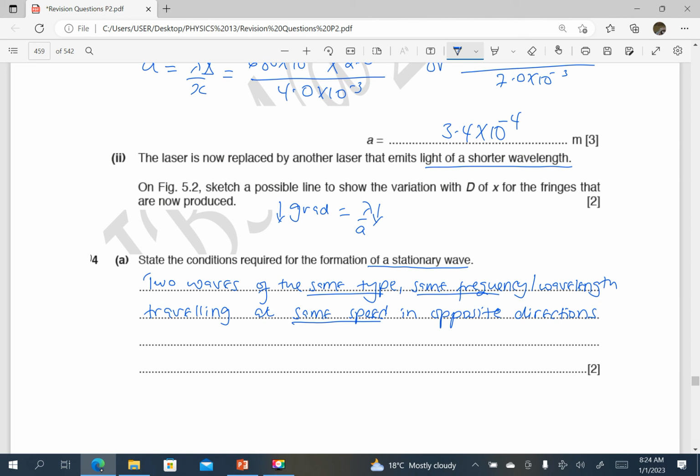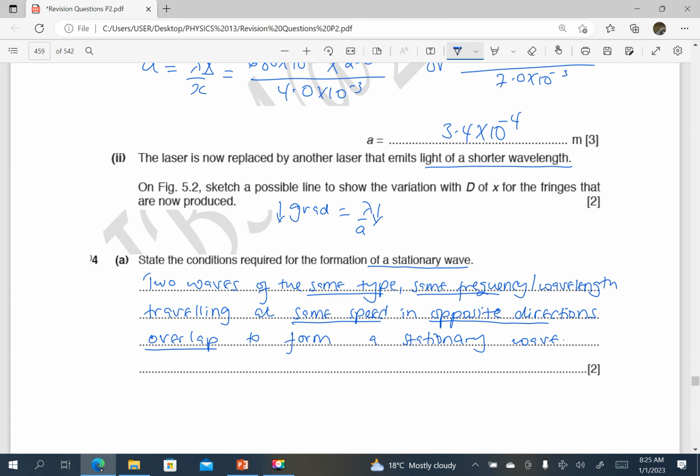It is important to notice that they are in opposite directions. They must overlap, so they overlap to form a stationary wave. So two waves of the same type, same frequency or wavelength, traveling at the same speed in opposite directions overlap. They must be meeting at a point to form a stationary wave.